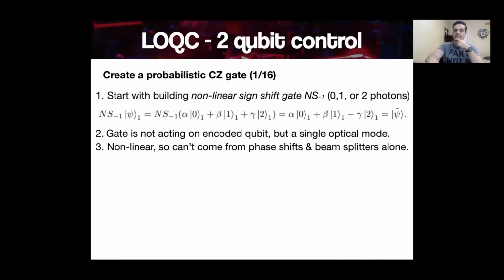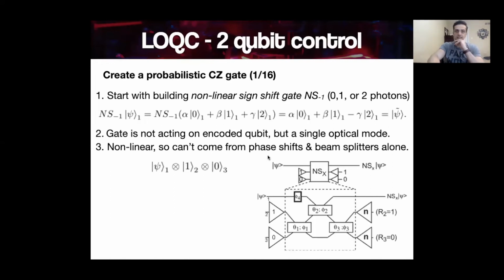The nonlinear sign shift gate, its name might give this away, is nonlinear, and so it can't come from a combination of linear things. Phase shifts and beam splitters alone aren't going to cut it. But this is how we can do it: using two other ancillary photons, and using measurements. So we have our psi, and two other rails. One of them has one photon in it and one has 0 photons in it. So this is the picture here.